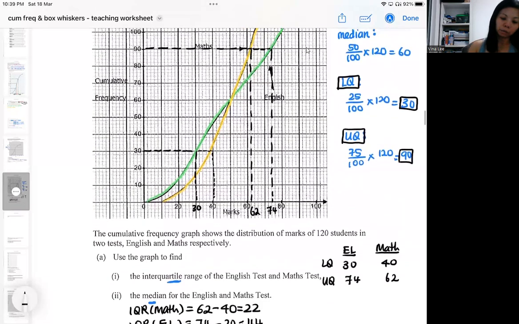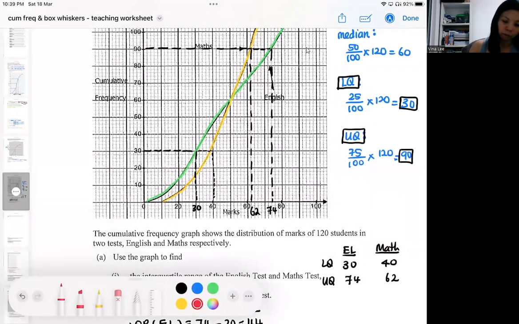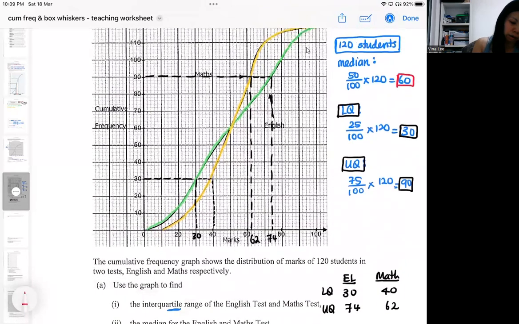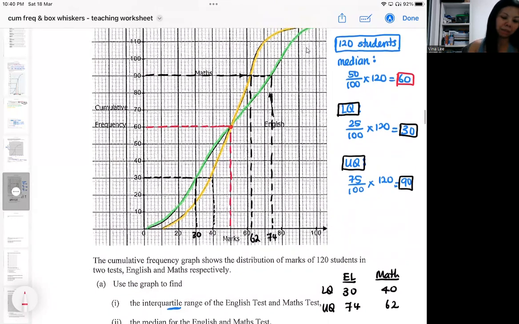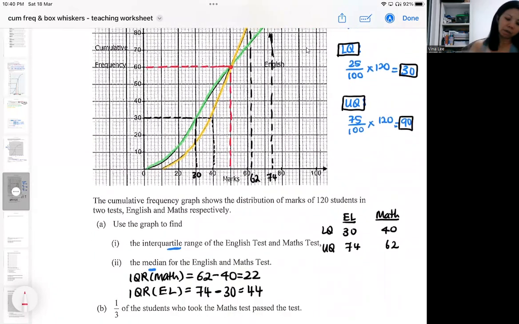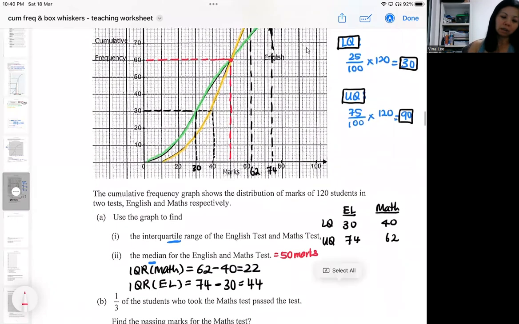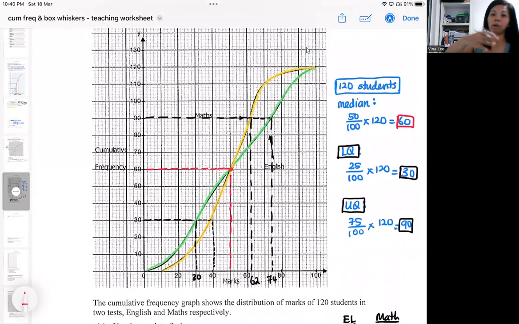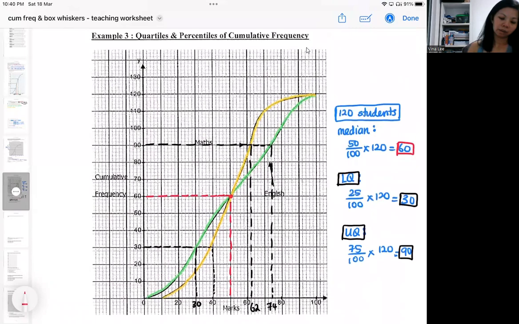From here, I can also read the median. The median will use the 60 students to read off directly. You realize that they happen to have the same median. The median for both English and math is 50 marks. So that is how you find the statistics when you have two graphs on the same axis. You can calculate the number of students first.